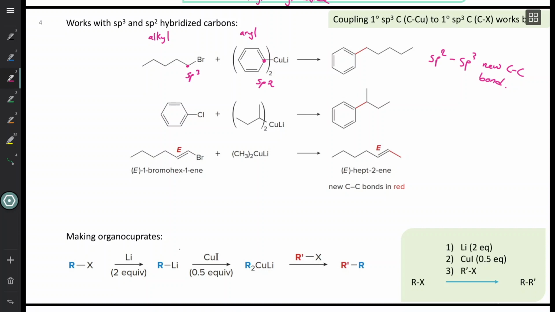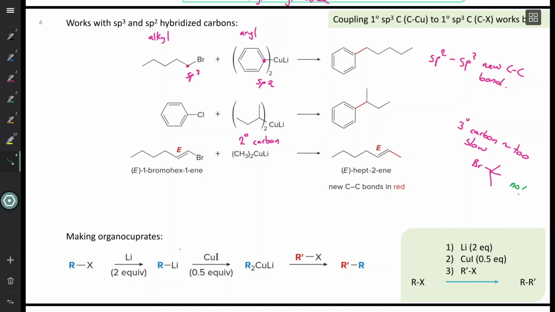You can do this with a secondary carbon. You can't really do it well with tertiary carbons. They're too slow. So like this would not work well. So no. But secondary is fine. So here's an sp2 aryl to an sp3 secondary carbon there.